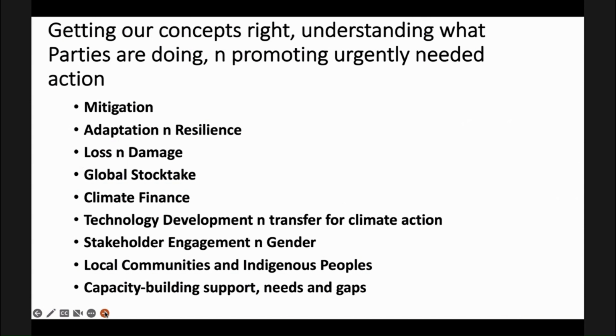We need to get our concepts right, and we need to understand what parties are doing and promote action which is urgently needed on each of these elements: mitigation, adaptation, loss and damage, global stocktake, climate finance, and the other four, which I'll talk about. Next slide.